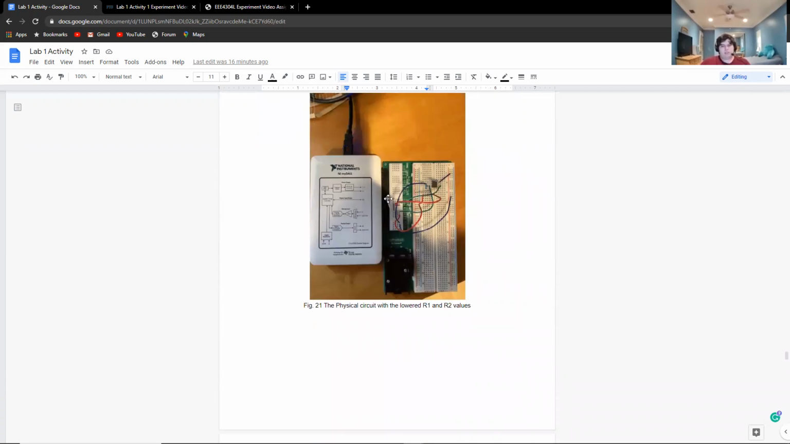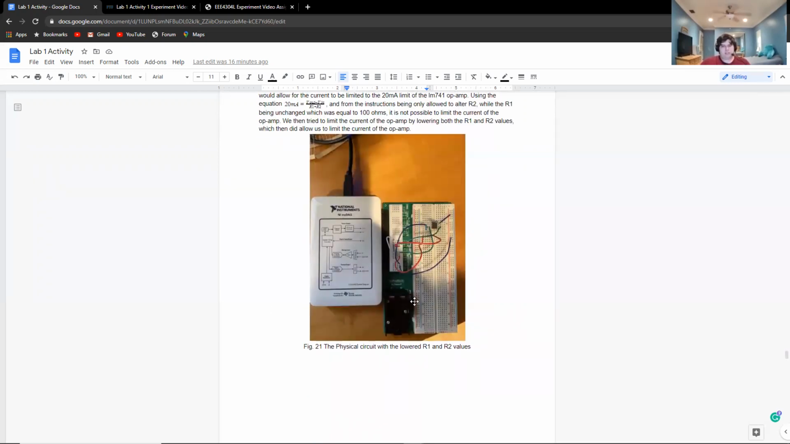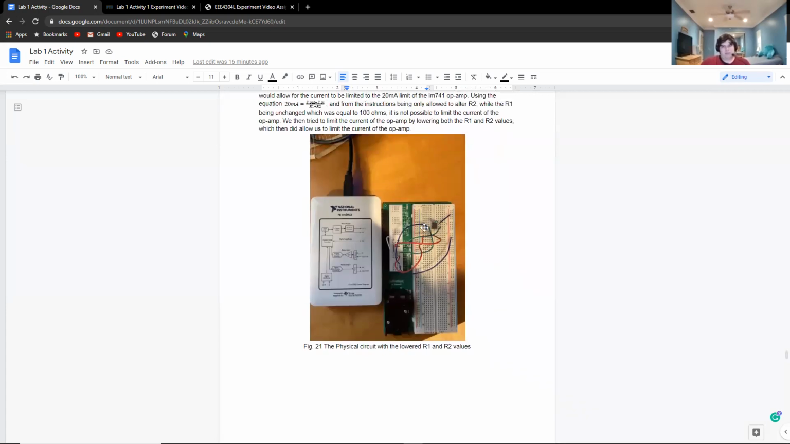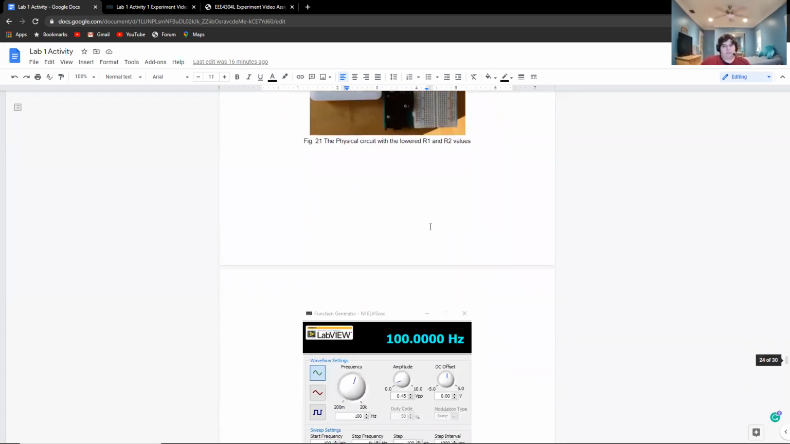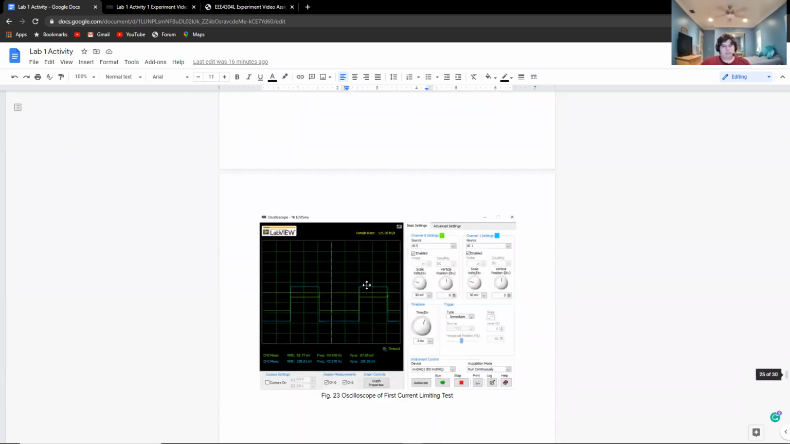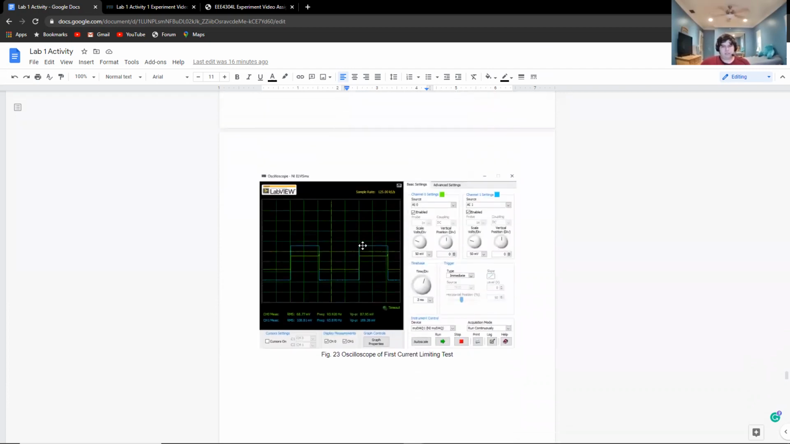test. So this is the physical current limit circuit that we did. It's essentially the same as the previous circuits, just with the lowered R1 and R2 values. And the voltage applied was 0.45 volts at 100 hertz. And this shows a significant clipping here due to it trying to draw so much current with the lowered resistance we used, which were an R1 of 7.5 and an R2 of 15 ohms.